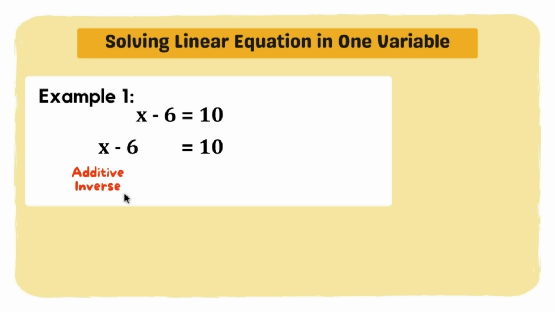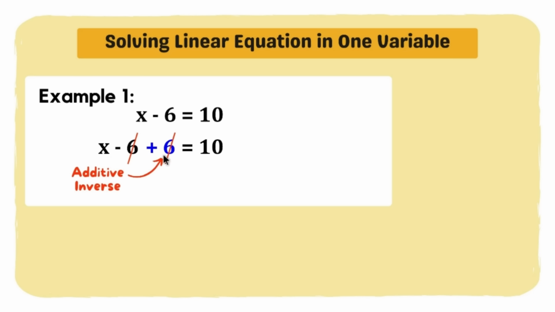Pag sinabing additive inverse, it's the opposite. If it is negative 6, the additive inverse is positive 6. So in short, we're going to add positive 6 para matanggal po ito. Why? Because negative 6 plus positive 6 will be 0. Matatanggal yan at maiiwan na lang si x sa left side.